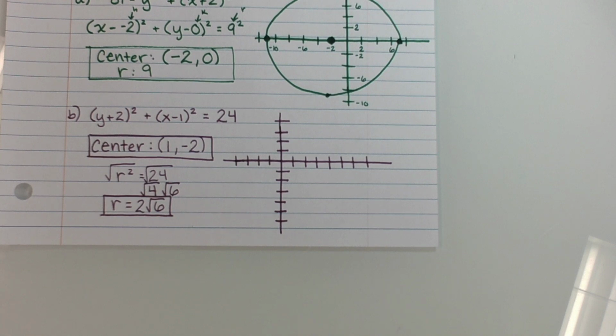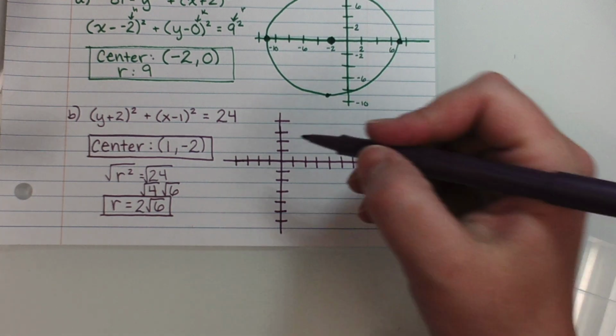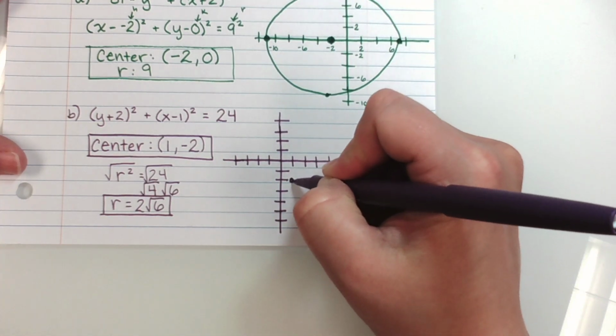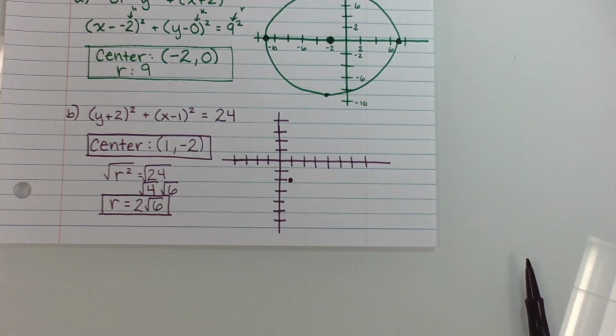First thing you plot is still the center. Right 1, down 2, there we go, there's my center. Then, radius above, below, left, and right of that point. How do I move 2 square roots of 6 up, down, left, and right of anything? Remember how it was a sketch? Do sketches have to be perfect? No.